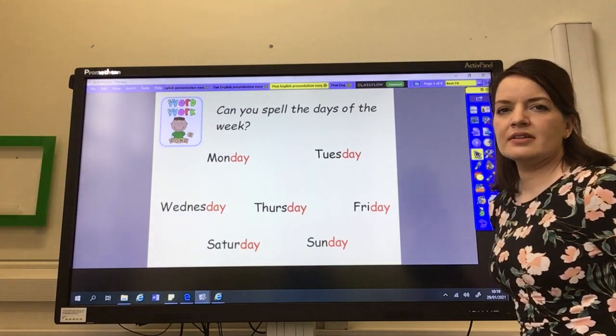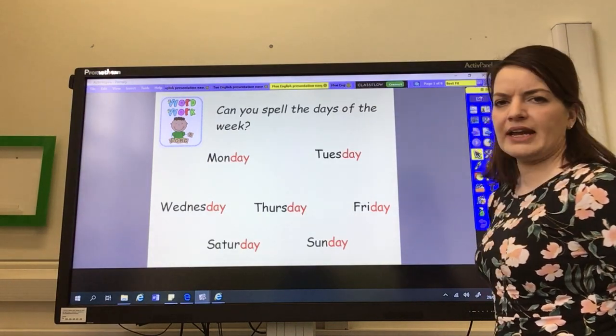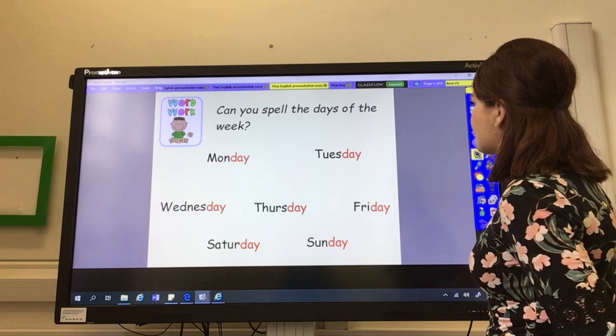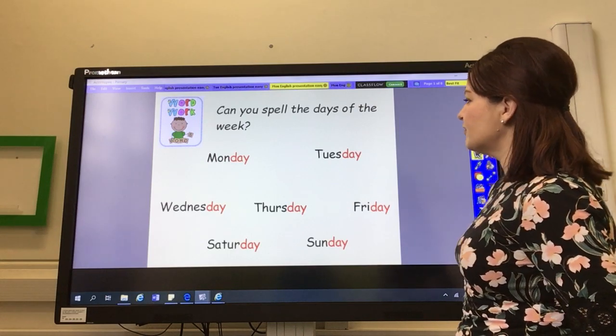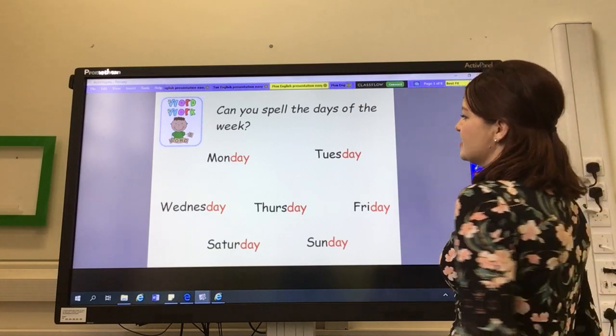Did you notice that in each word, part of the word is red? Why do you think that might be? Can you see that in each day of the week, the end part of the word is the same?